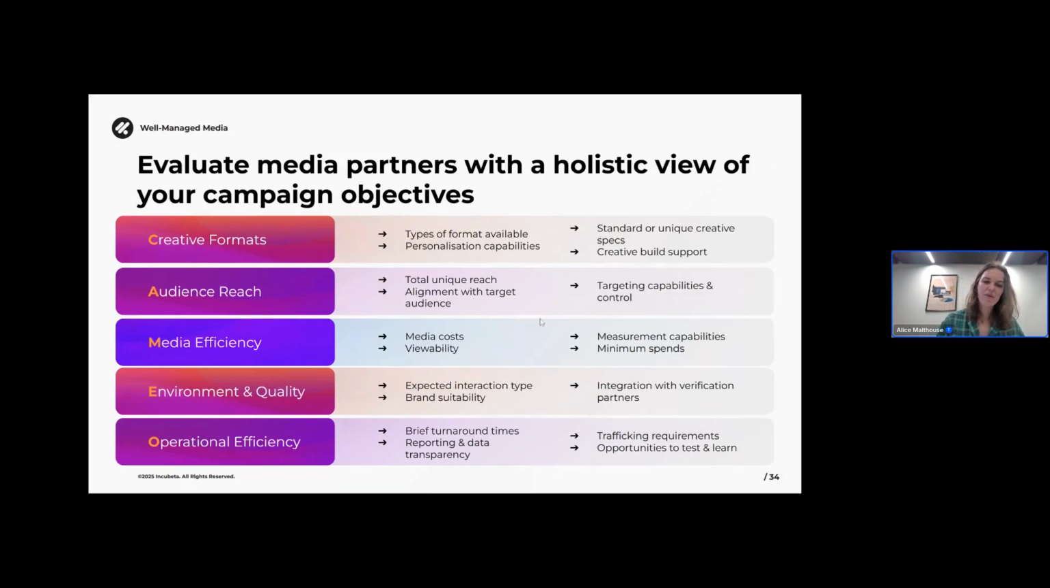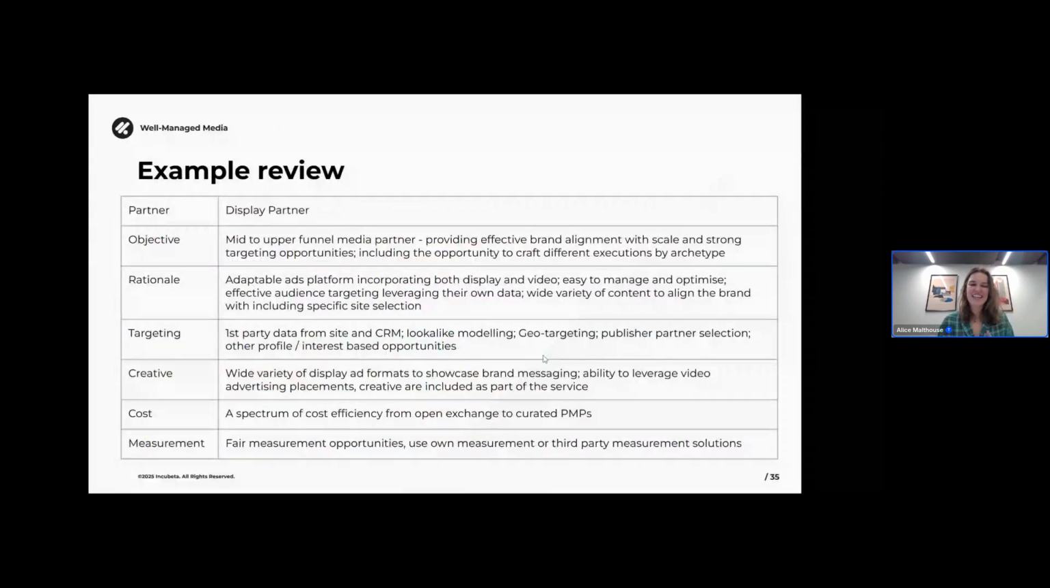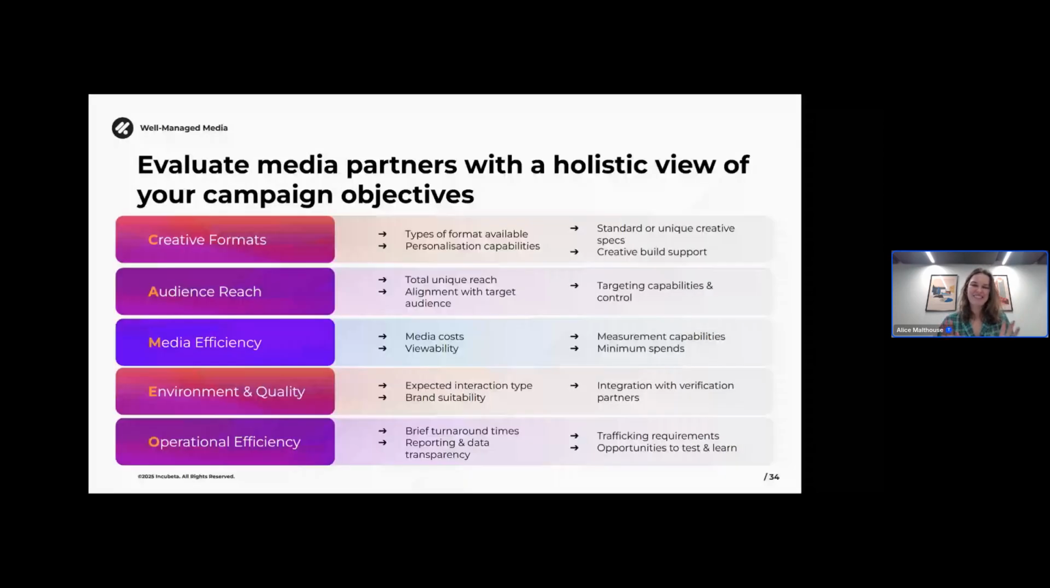And then finally, operational efficiency. We need to see if we can actually work with that media partner. How quick are the turnaround times? Is there a minimum budget? And what are the other requirements we need to consider before going live here? So there's lots of things you can think about, but yeah, we've just put a few on those slides.